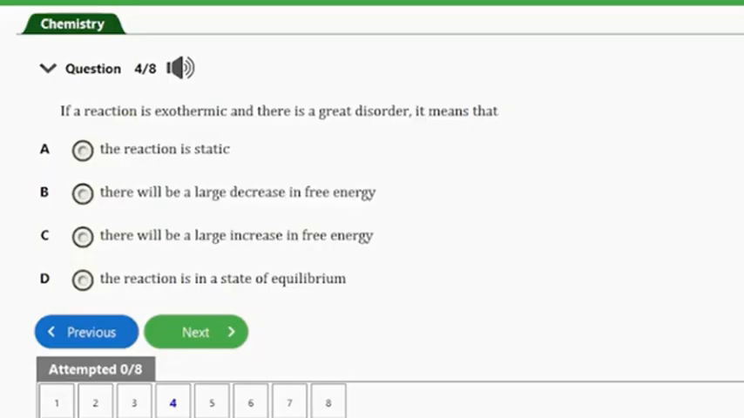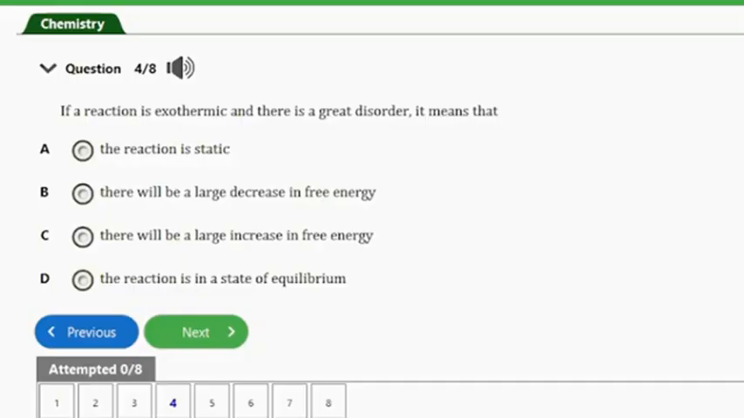Let's consider the next question. Question number 4 here. It says, if a reaction is exothermic and there is a great disorder, it means that A, the reaction is static. B, there will be a large decrease in free energy. C, there will be a large increase in free energy. D, the reaction is in a state of equilibrium.